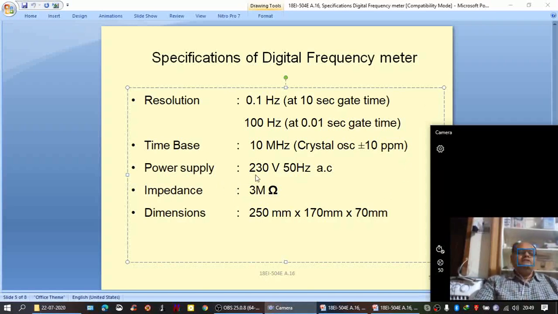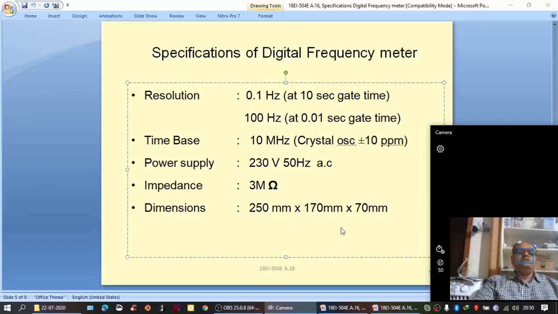Then power supply, it makes use of the main supply, that is 230 volts 50 hertz AC signal. And input impedance is 3 mega ohms. And dimensions, these are typical dimensions of a digital frequency meter. It need not be the same for every meter. It may vary slightly, but the general measurements are 250 millimeter by 170 millimeter by 70 millimeter.